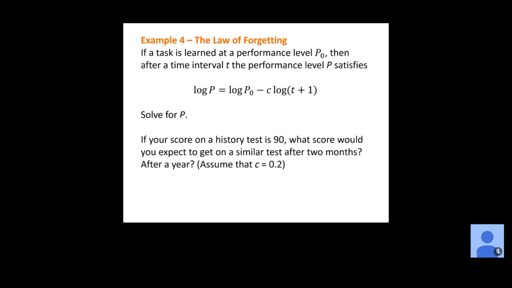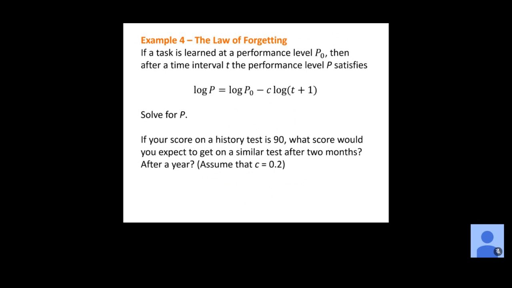Example 4. If a task is learned at a performance level P sub 0, that's our initial learning, then after a time interval T, the performance level P satisfies this equation. We want to solve that equation for P. That's going to be our first step, and then we'll answer the questions at the bottom based off of that.